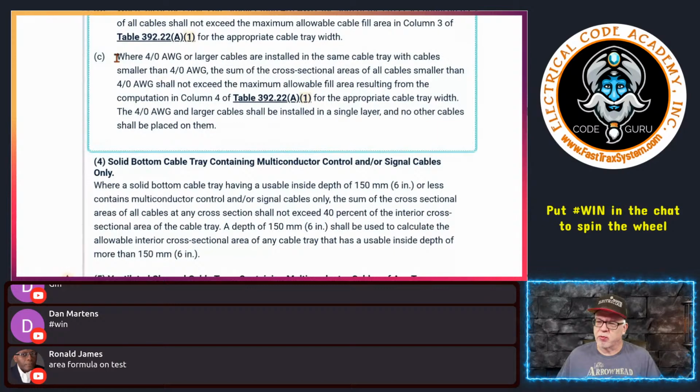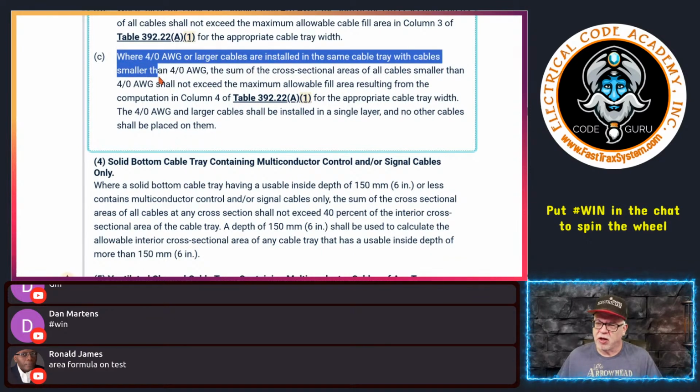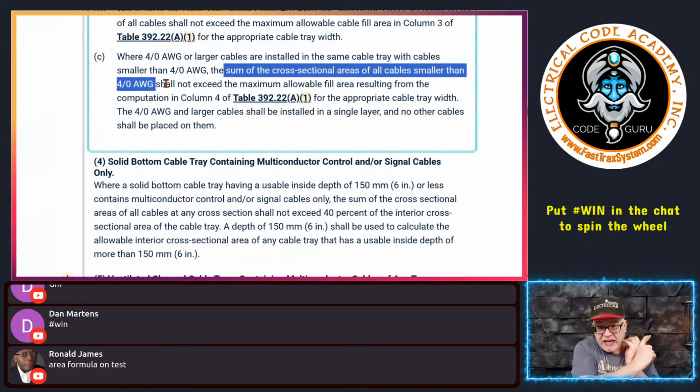And this one is what happens if I'm dealing, again, this is another example where I've got 4/0 and larger cables installed in the same tray with smaller than 4/0. Then it tells us the sum of the cross-sectional area of the cable is smaller than 4/0. What you just did, have to come up with the area for that cable, okay? And basically, people get confused by that. At this point, treat a cable like it's just a big conductor. So we'll give you the diameter. You could measure the diameter, okay, straight across, and then apply the formula to find the area and do it that way for the fill.